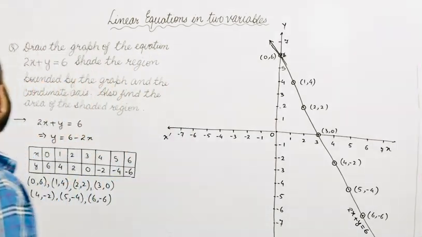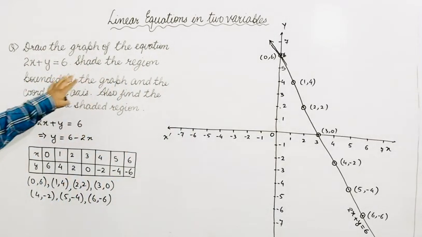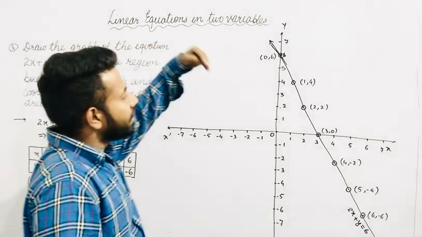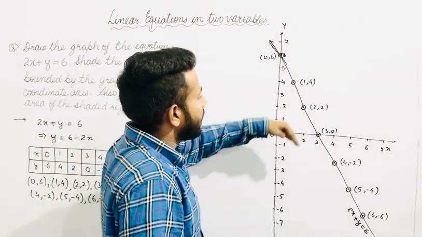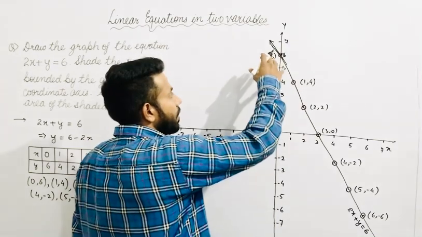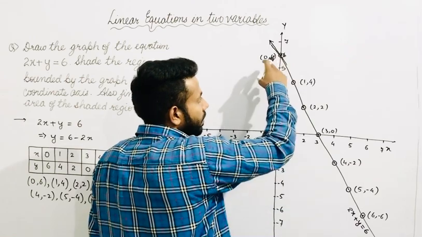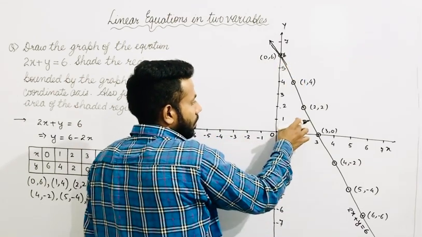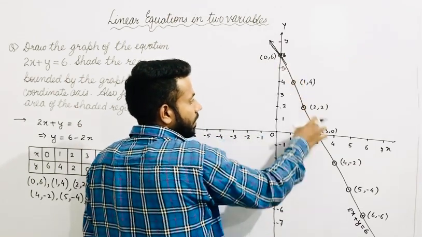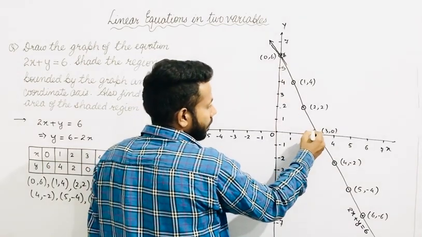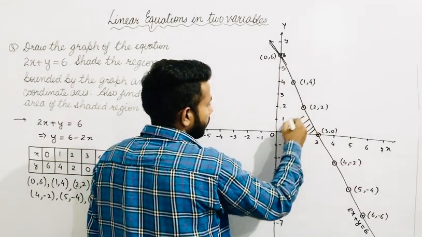Now the next part is to shade the region bounded by the graph and the coordinate axes. What is the region that is bounded by the graph and the coordinate axes? What is the region that is enclosed by the graph and the axes? This region. This is the region that is enclosed by the graph and the axes. So we have to shade it. It is shaded.